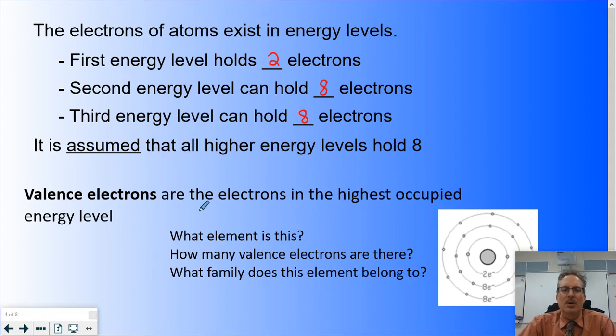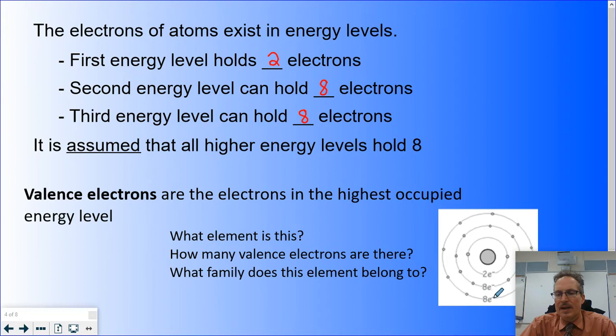Also, a reminder of a word you should know. Valence electrons are electrons that are in the highest energy level. So the number of electrons in the highest energy level, that is your valence electrons. So I've got a picture here, a diagram. If I take a look, it looks like we have 2 electrons, 8 electrons, 8 electrons. So we've got a total of 3 energy levels. So that means we are going to be in period 3.